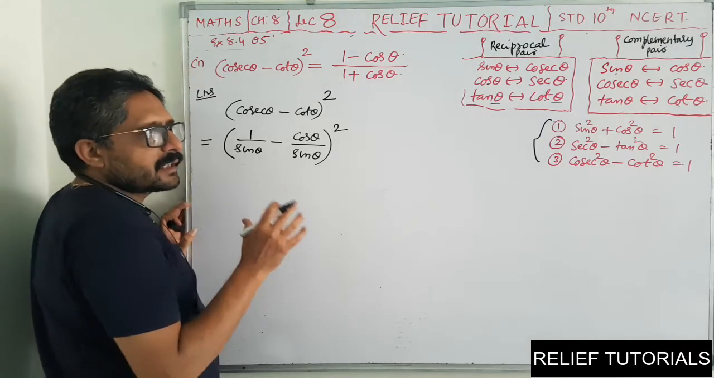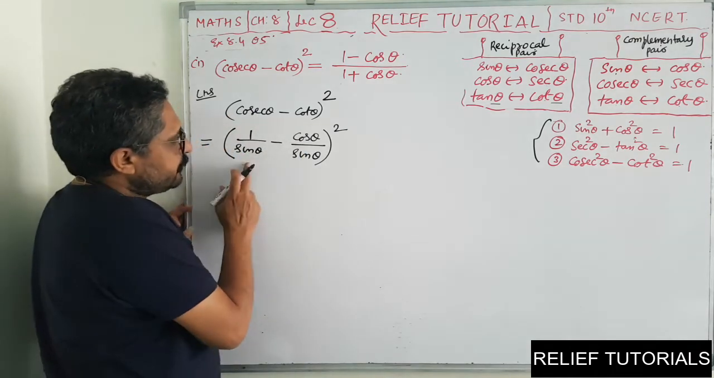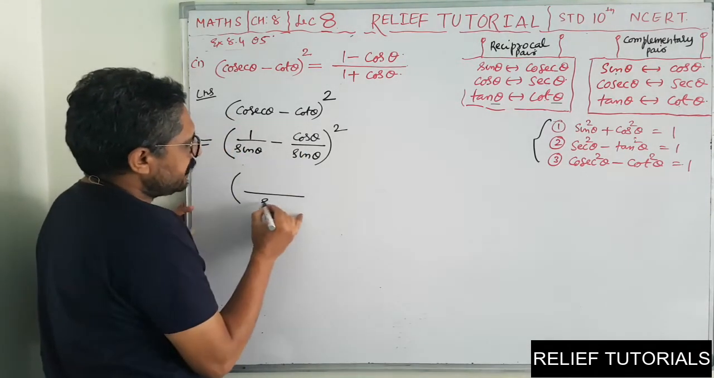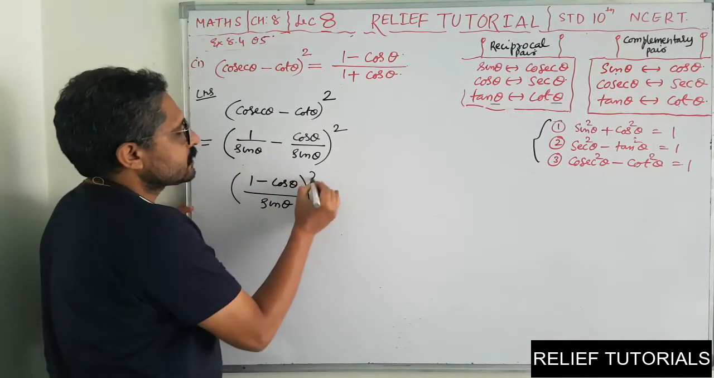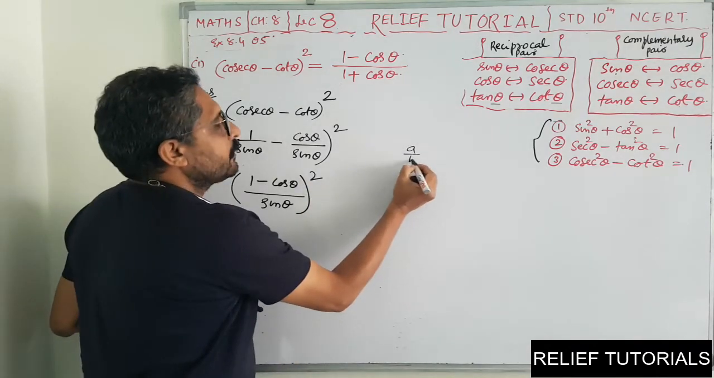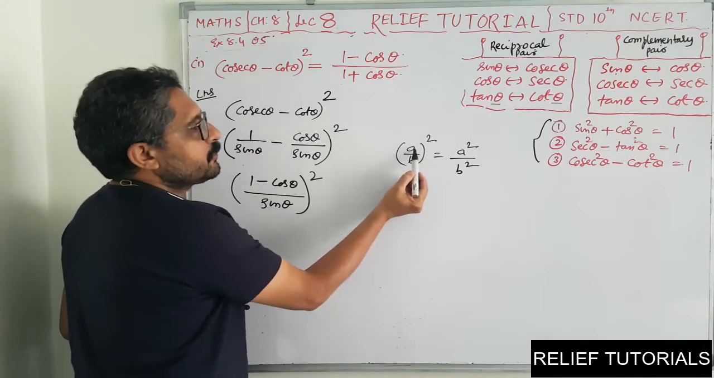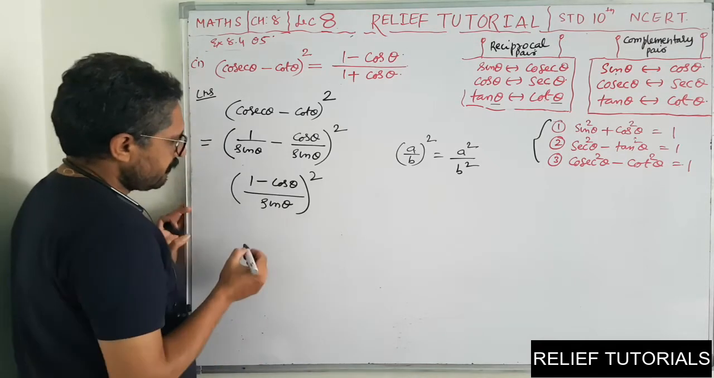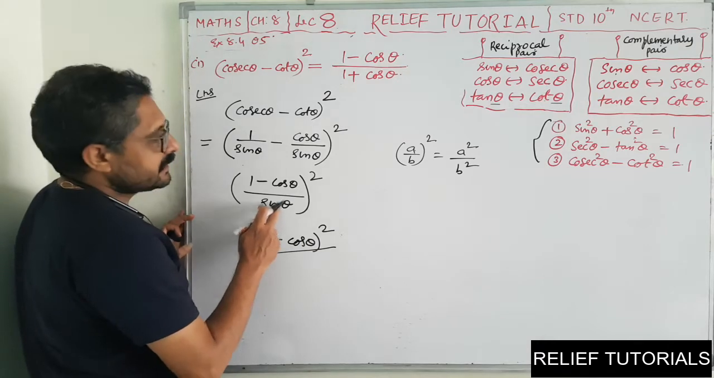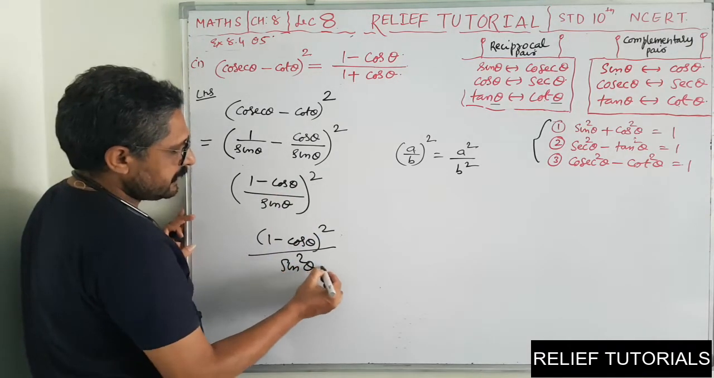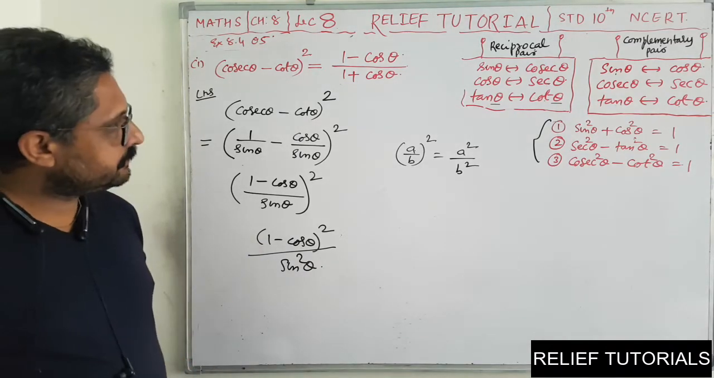Once you convert all these ratios into sine and cos, then you have to think algebraically. So what can we do here? LCM, nothing else. The LCM is sine theta, so you will get (1 minus cos theta) the whole square. Now you know that (A upon B) the whole square is A square upon B square, the square applying to both numerator and denominator. So I can write (1 minus cos theta) the whole square upon sine square theta. Clear?